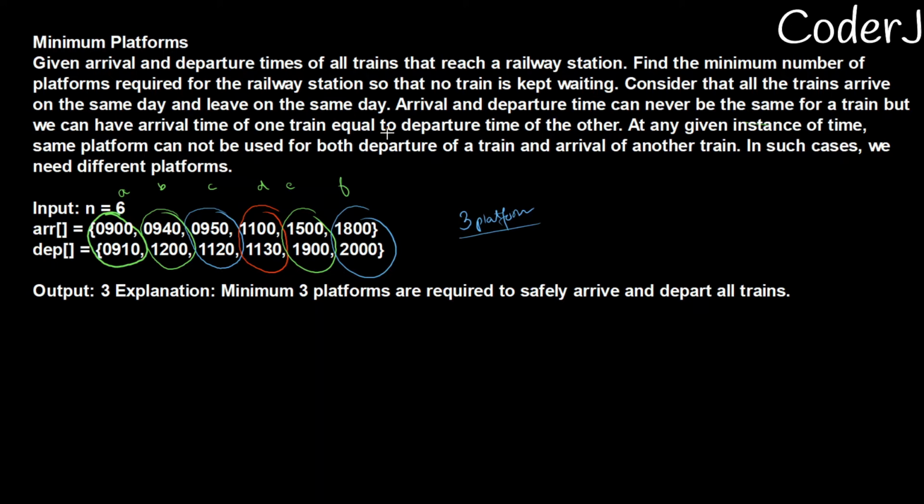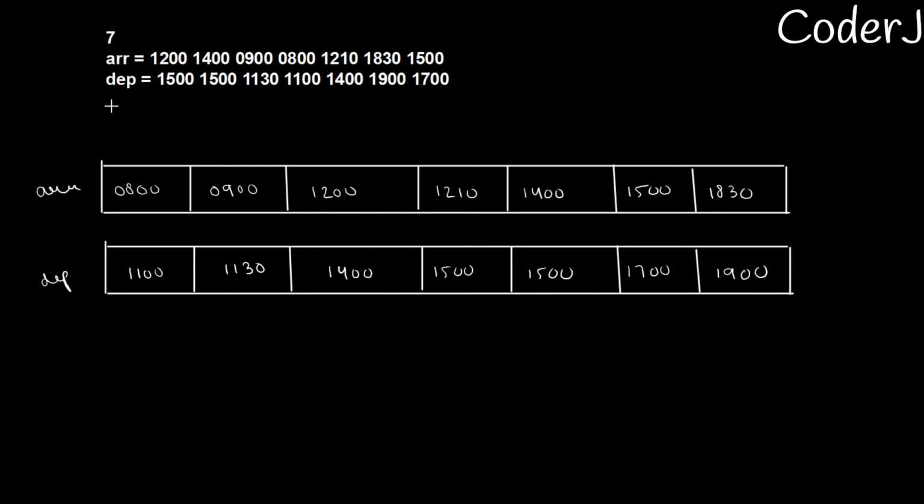So the next example that I will be taking is where the arrival and departure times are in an unsorted manner, and we will be forming a pseudocode there. Okay, so let's move on to a new example. This is the example that we'll be using. In this example, we have 7 trains that will be coming, and these are their arrival and departure times.